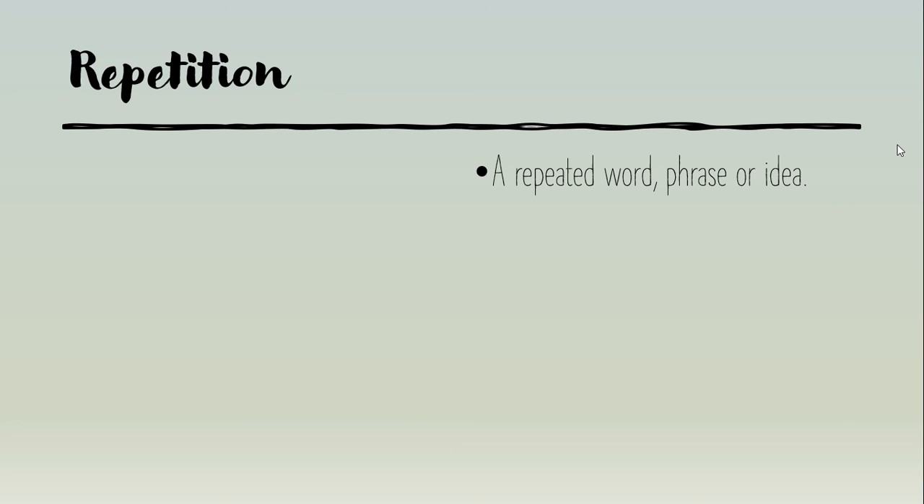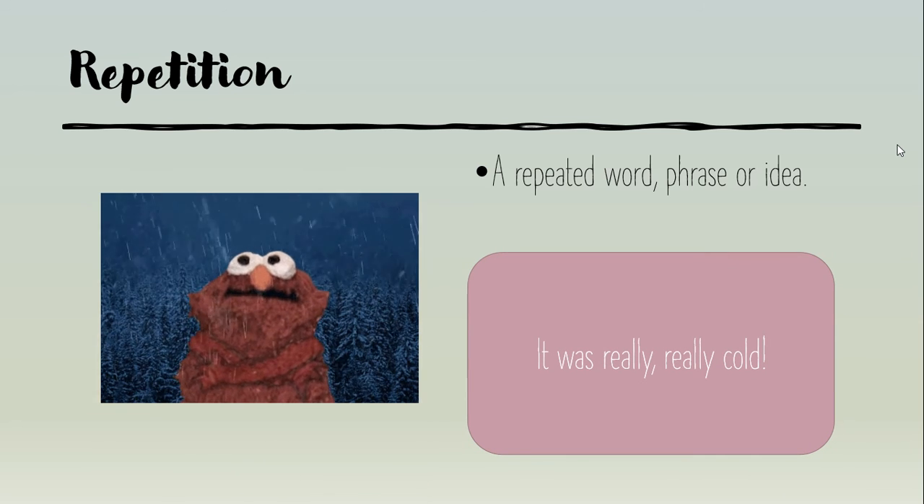Repetition. So this is usually seen throughout a text where the same sort of word, phrase, or idea is repeated in several parts to really emphasize and bring the reader's attention back to that point or idea. Sometimes you might find the same word repeated within the same sentence, and that is what we are more likely to see in the text that we face in an exam. So, for example, it was really, really cold.